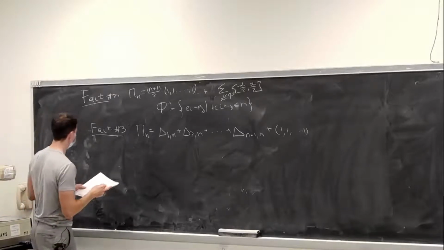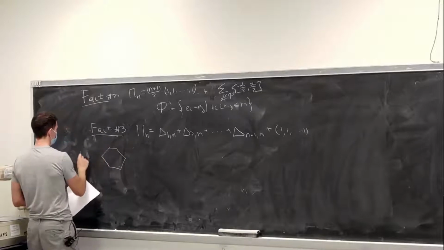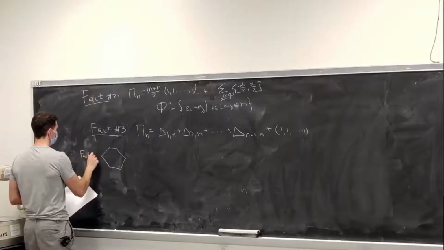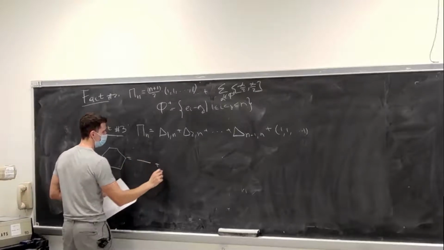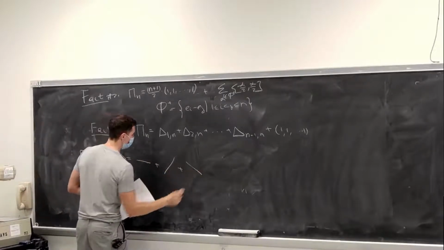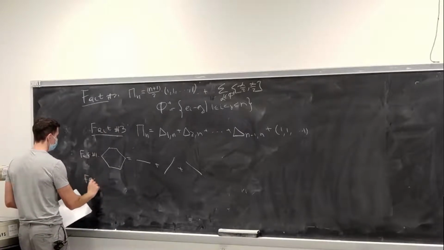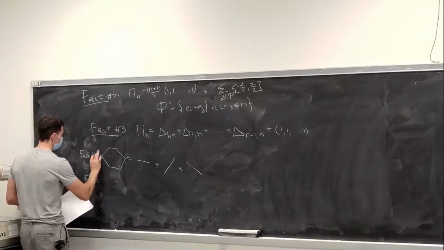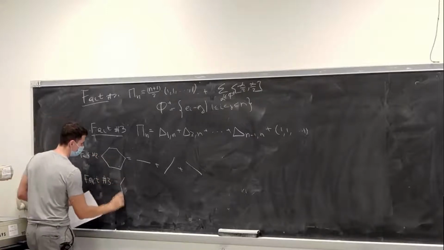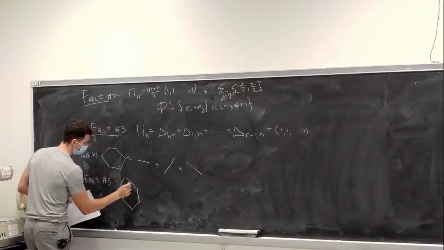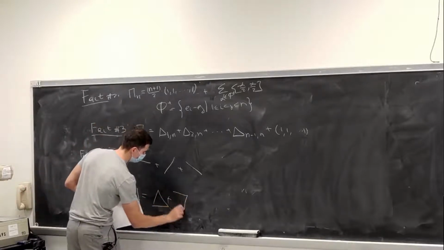And then we had the pictures, right? The hexagon. For fact number 2, the hexagon was the sum of these segments which make 120-degree angles, or 60-degree angles, I guess. And then for fact number 3, the same hexagon, although I'm drawing it differently, was the sum of 2 triangles.